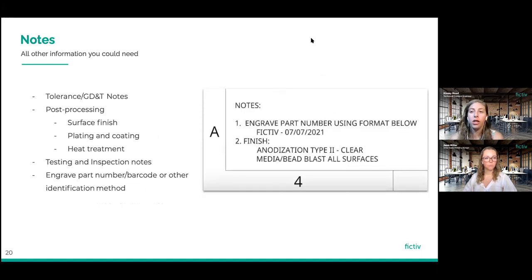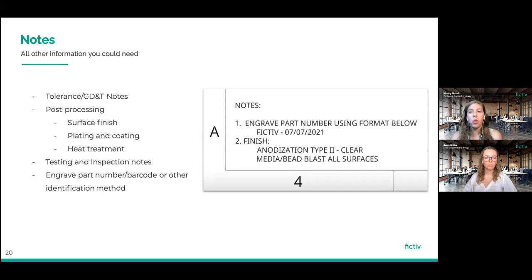Finally, we have the notes section. This is really important because it's all of the other information you could need to perfect your part that's not included in your title block or in the drawing itself. This could include more tolerance or GD&T notes. For instance, profile tolerances are sometimes stated in here: profile tolerance of 0.2 for all undimensioned surfaces.